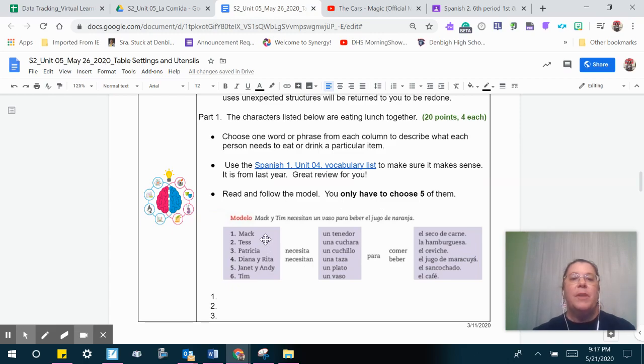Necesitan. So Mac, Tess, Patricia, Diana y Rita, Janet y Andy, Tim. Necesitan: un tenedor, una cuchara, un cuchillo, una taza, un plato, un vaso. Para comer, beber: el seco de carne, la hamburguesa, el ceviche, el jugo de maracuyá, el sancochado, el café. And there is a difference between comer and beber. Remember, you only have to choose 5 of them. And the modelo again is Mac y Tim necesitan un vaso para beber el jugo de naranja.